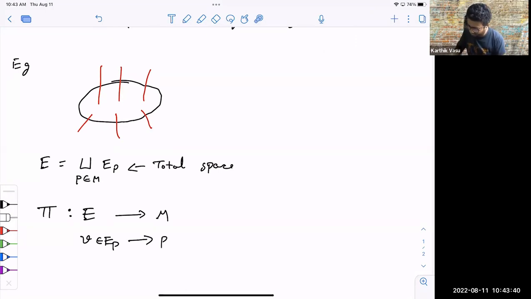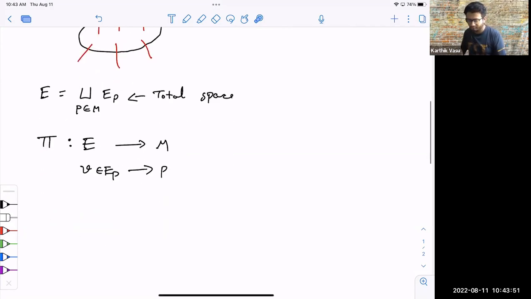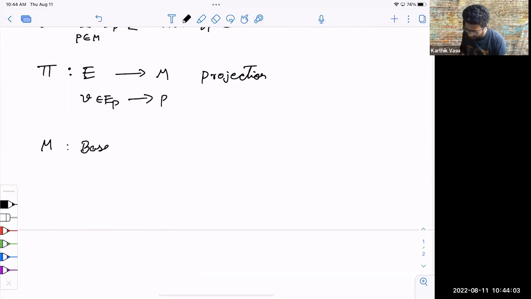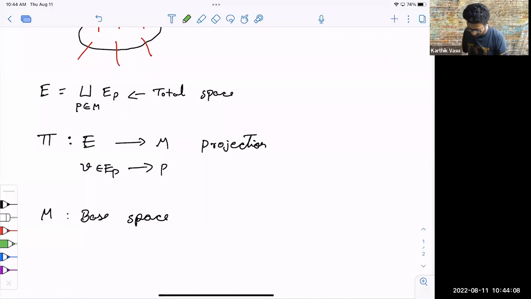So pictorially, what I'm saying is, if you are at some vector here, I will just project it down to the point here. So if you're at a vector here, you will be projecting to this point, right? So that's your projection map. So this is what I'll call the projection. And M will be called the base. Okay, so 3 things.